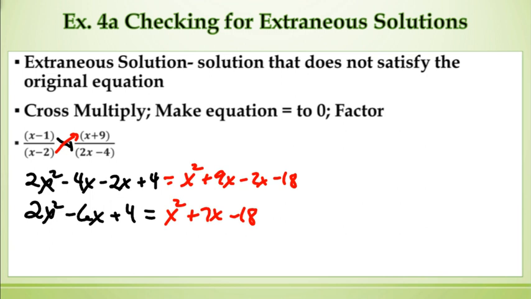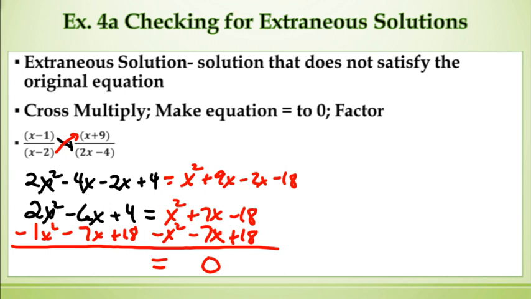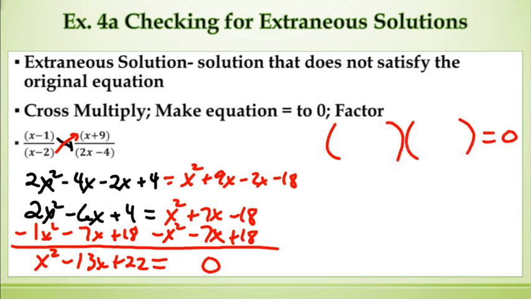Okay, we need to get all of our terms on one side and equal to 0, so I need to subtract x squared, subtract 7x, and add 18 to both sides. So minus 1x squared minus 7x plus 18. This side equal to 0. I have x squared minus 13x plus 22. Now I've got to figure out what do I multiply to get 22, but adding together gives me a negative 13.